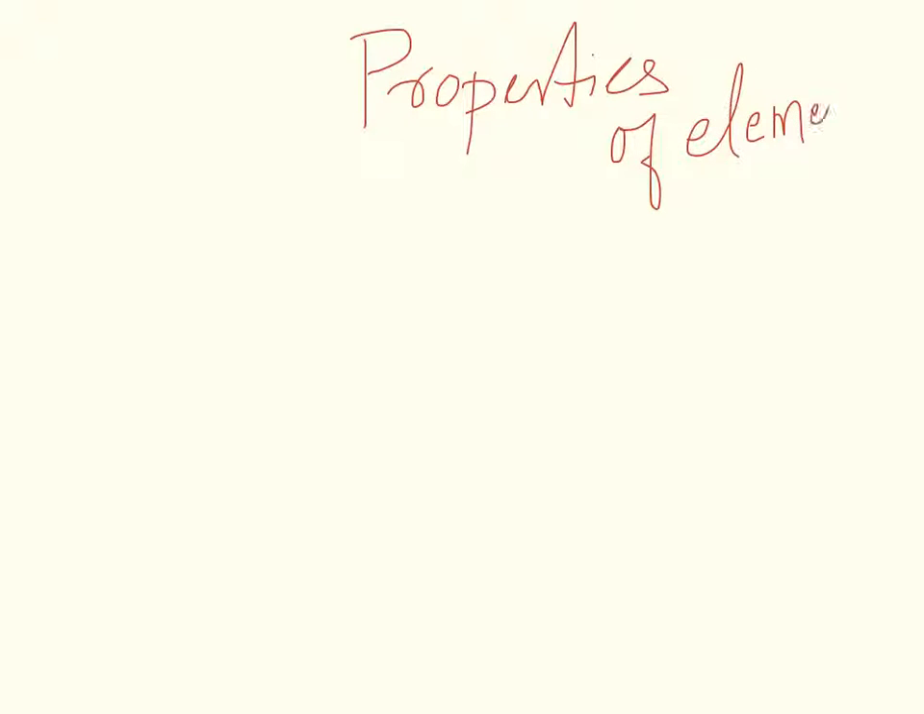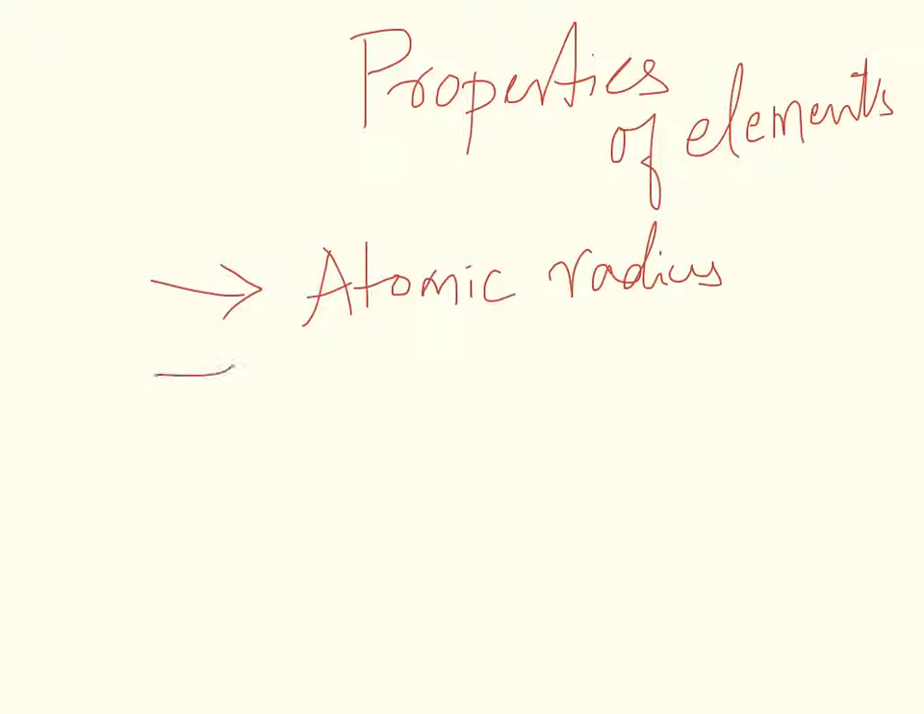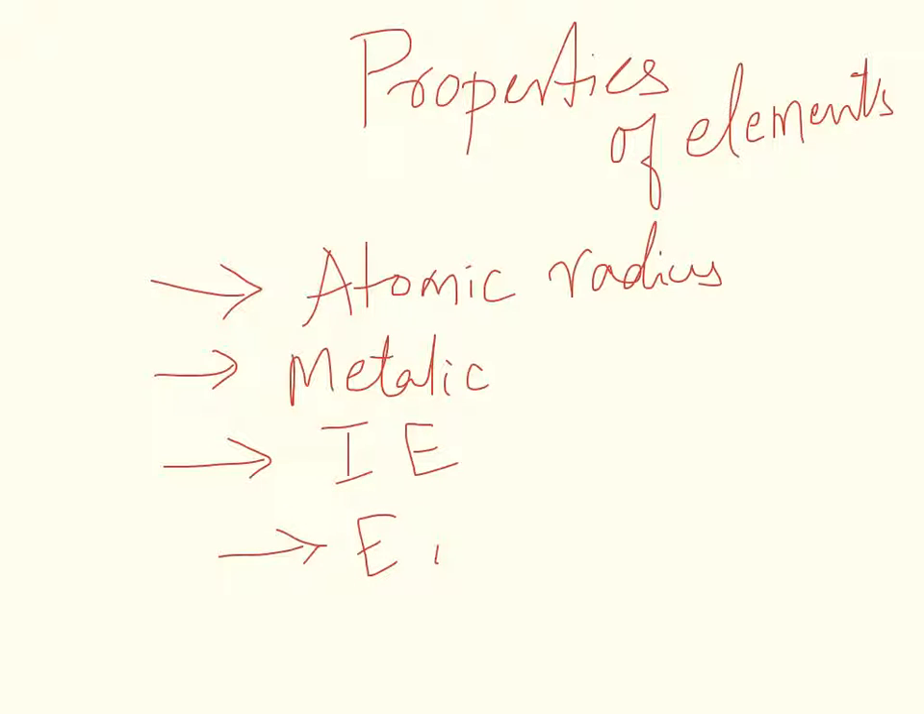With the help of electronic configurations that we have learned, we can understand some of the properties of elements on the periodic table. The properties that we will learn about in this class are atomic radius, metallic character, ionization energy, and electron affinity.